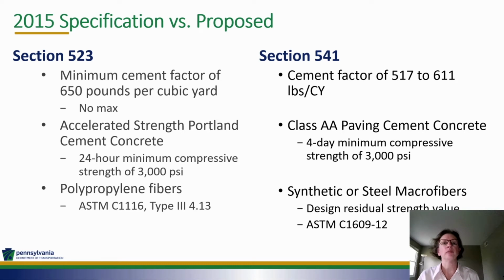Accelerated strength Portland cement concrete would no longer be required and instead require a Class AA paving cement concrete. Lastly, polypropylene microfibers for shrinkage cracking would be replaced with synthetic or steel macrofibers for providing additional structural capacity, reducing crack widths, maintaining joint or crack load transfer efficiency, and extending the pavement serviceability through reduced crack deterioration.